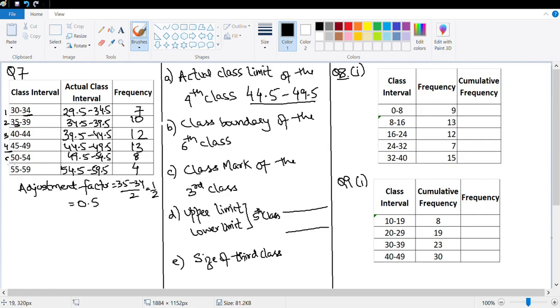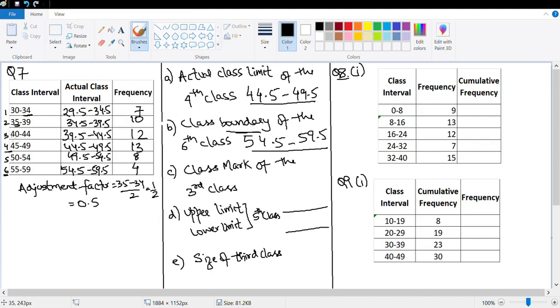So this is the last one, is my sixth class. In this case, like I said, the class interval is also known as class boundary. So the boundary is the lower limit and the upper limit. So the boundary is 54.5 to 59.5. Done. Class mark of the third class.